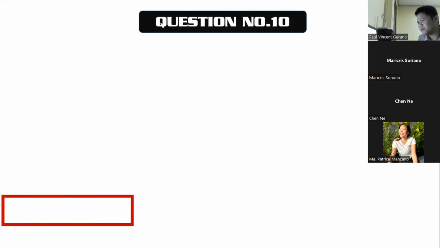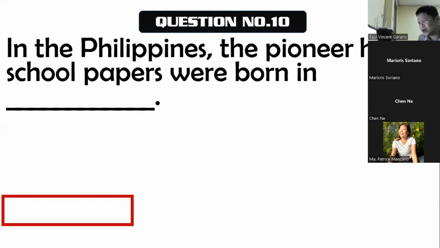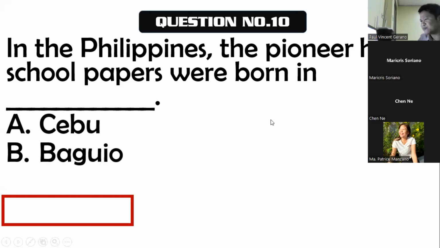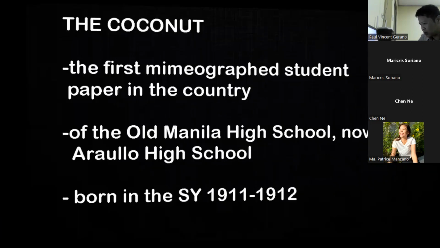Manila. Sorry, the answer is already there. Typographical error. In the Philippines, this is journalism. In the Philippines, the pioneer high school papers were born in A, Cebu, B, Baguio, C, Iloilo, D, Manila. The correct answer is already there. It's Manila. Okay?